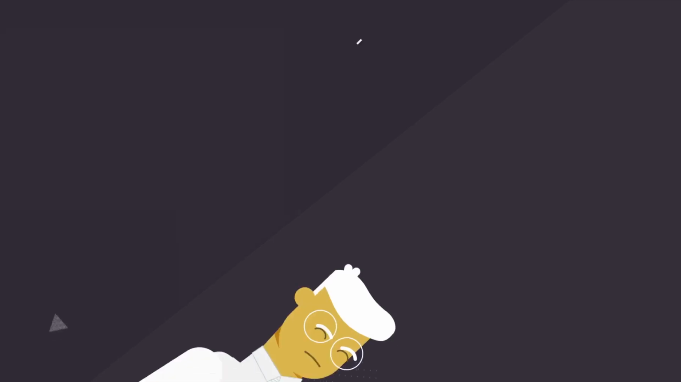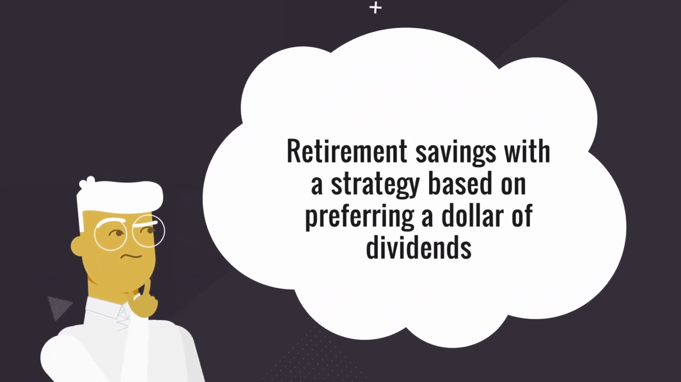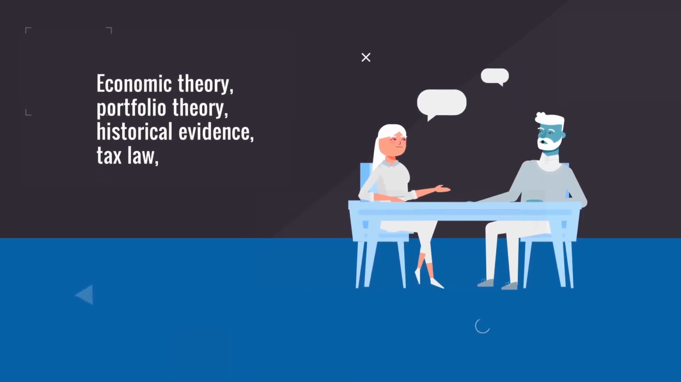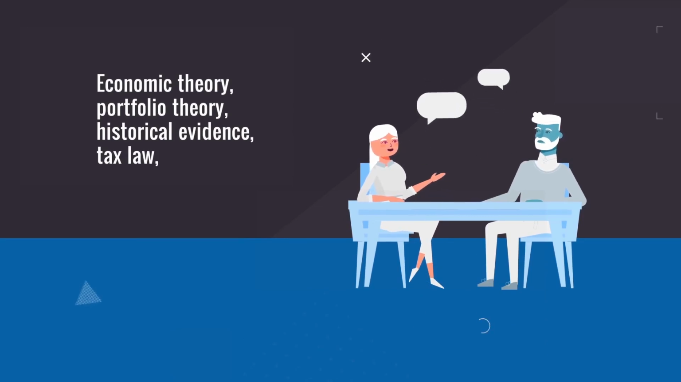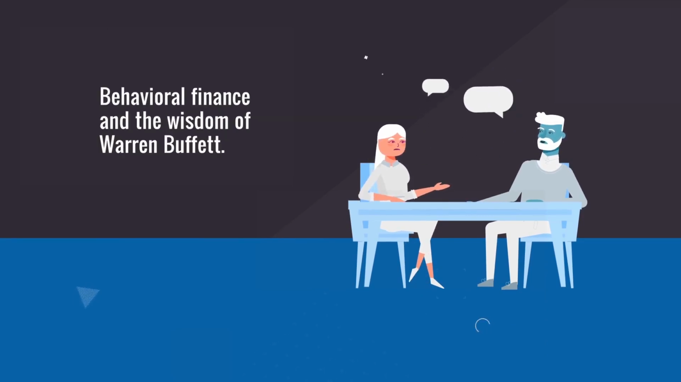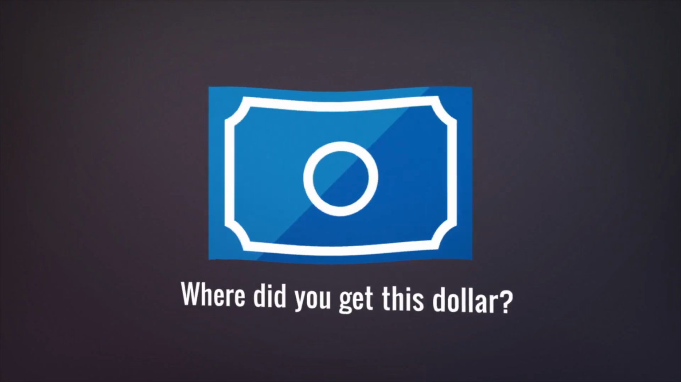But if you plan to spend down retirement savings with a strategy based on preferring $1 of dividends to $1 of capital gains, you are betting against economic theory, portfolio theory, historical evidence, tax law, behavioral finance, and the wisdom of Warren Buffett. Where did you get this dollar?